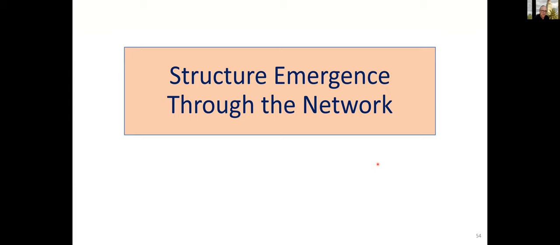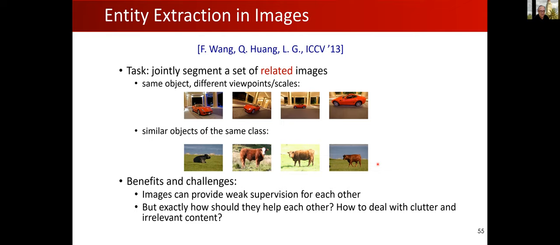And I will start with an example with images, where I give a bunch of images and I want to co-segment them. It's a classic problem in computer vision. I have these images of this red Ferrari. I want to find where the Ferrari is in the images. But also more generally, I give you a bunch of cow images. I want to find where the cows are in these images. And the question really is, how does knowing where the cow is in this image help you know where the cow is in that image?